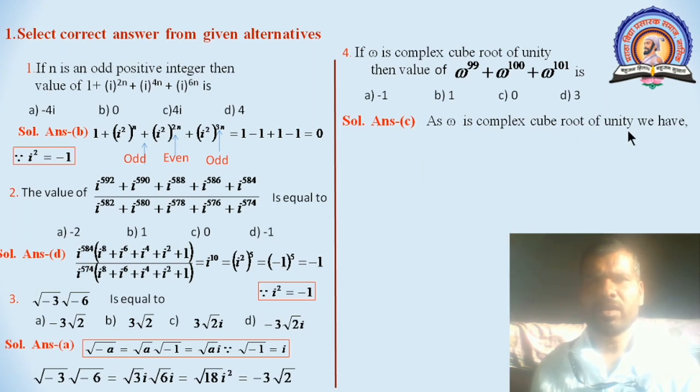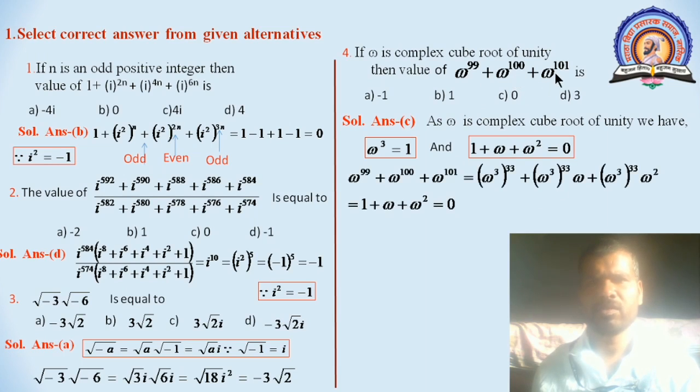As omega is the complex cube root of unity, we have two formulae. One is omega cubed is 1, and the second is 1 plus omega plus omega squared is equal to 0. So we'll consider omega^99 plus omega^100 plus omega^101. Convert these powers of omega into the form of omega cubed raised to. Omega^99 can be written as omega cubed raised to 33. Omega^100 can be written as omega cubed raised to 33 times omega.